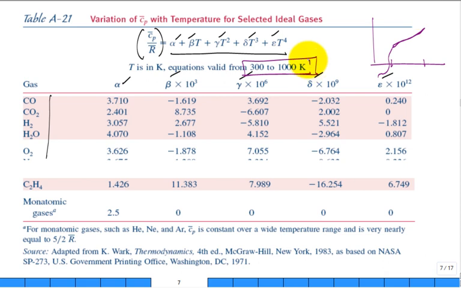So you have to be very careful not to use it, let's say, from 1,000 to 2,000 Kelvin. Don't use it. Be very careful with that temperature range. Also, down here, you want to read the fine print sometimes. Monoatomic gases, 2.5, 0, 0, 0, 0. That's just what we talked about. Monoatomic gases such as helium, neon, argon, over a wide range of temperatures, are nearly 5/2 R bar.